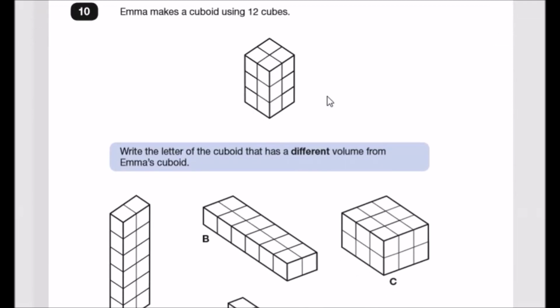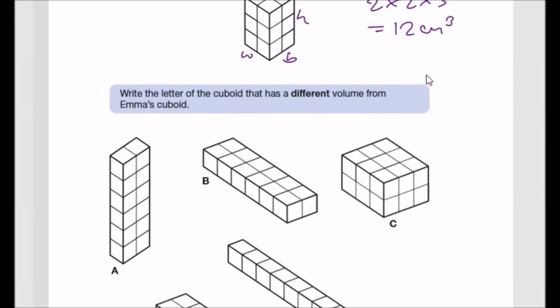Number 10, Emma makes a cuboid using 12 cubes. So write the letter of the cuboid that has a different volume from Emma's cuboid. So volume means we need to multiply the base times the height times the width. So let's have a look. So this is a 2 by 2 by 3. So the volume here is 2 times 2 is 4 times 3 is 12 centimeter cube.